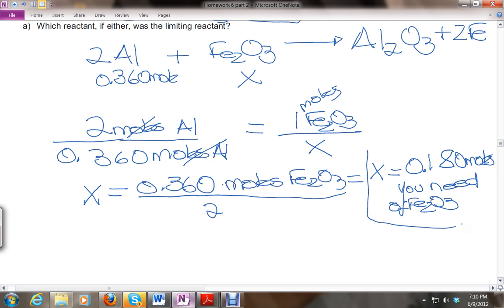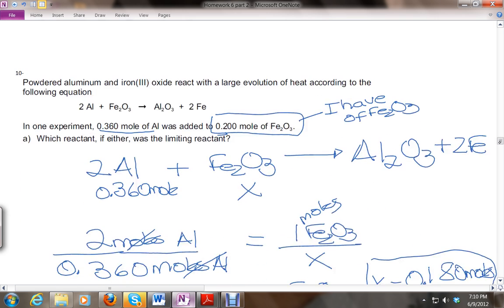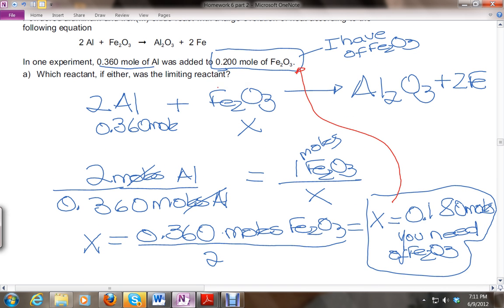Now you go ahead and compare it. You compare this to the amount you have given. Now, which is higher? Or you subtract, and if it gives you positive, the amount given minus the amount you need, if it gives you a positive number, it's because it's in excess. In other words, you have 0.200, and you need only 0.180. So you need less than what you have.